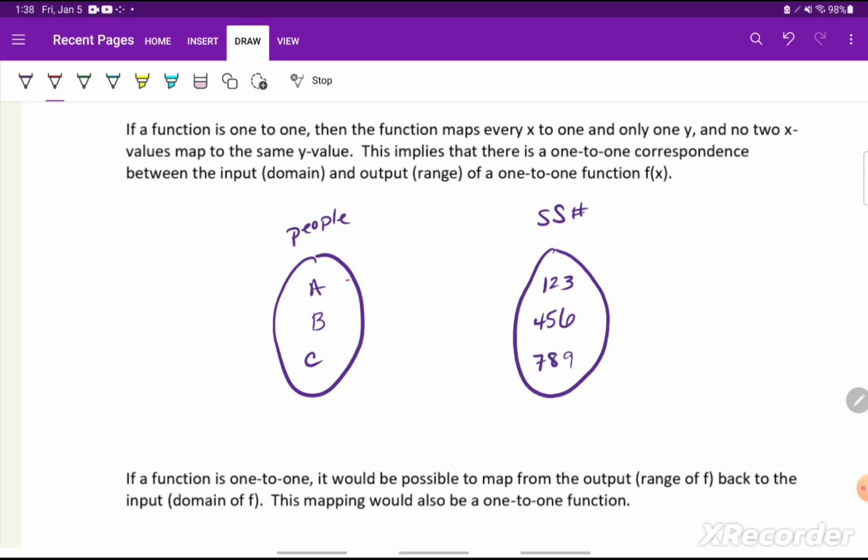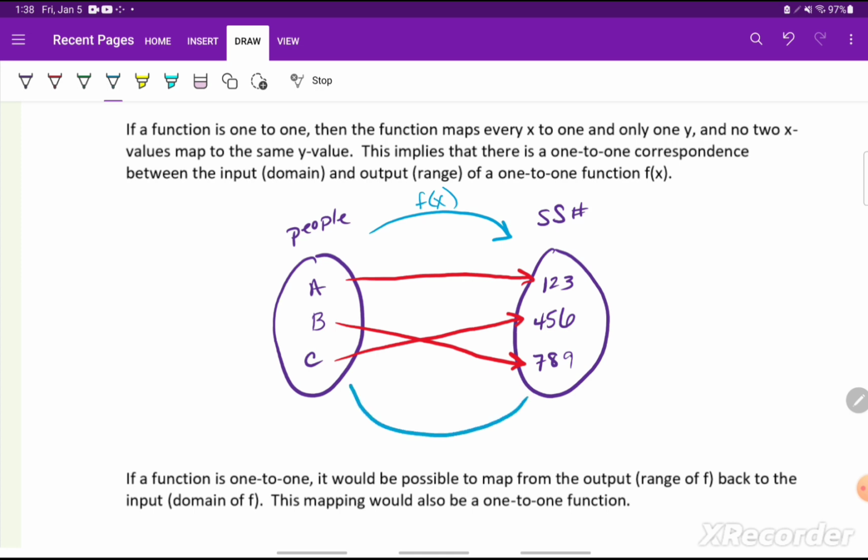Each person has one social security number, and no two people have the same social security number. So there is a one-to-one correspondence. Because of this one-to-one correspondence, we could type in a person's name and get their social security number, or type in their social security number and come up with their name. So we could go this direction, say that's our function f of x, or we could go this other direction.